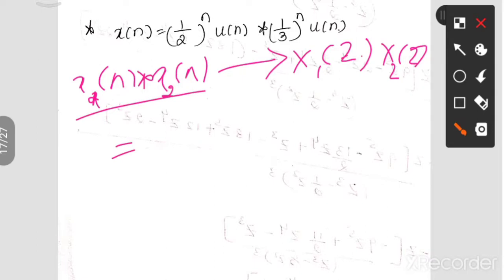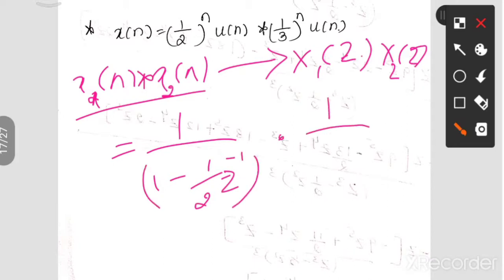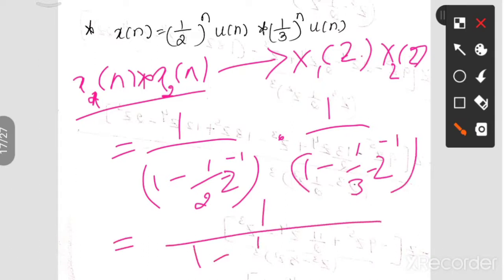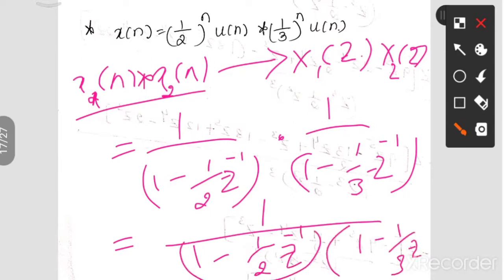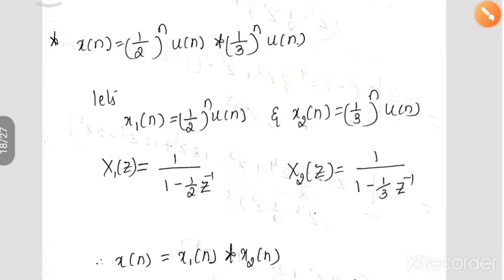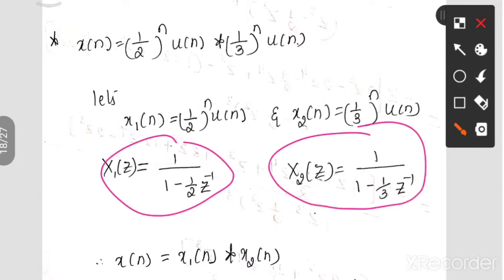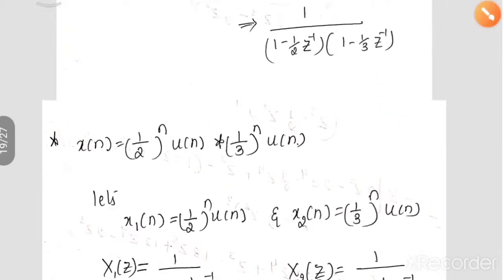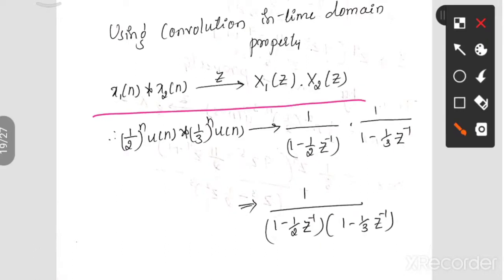Therefore this convolution's z transform will be 1 divided by 1 minus 1 by 2 z inverse, into 1 divided by 1 minus 1 by 3 z raised to minus 1. You can simplify this and directly write 1 by 2 z raised to minus 1 into 1 minus 1 by 3 z raised to minus 1. Now we have found the individual z transforms and then applied the convolution property, so simply keep it as it is.